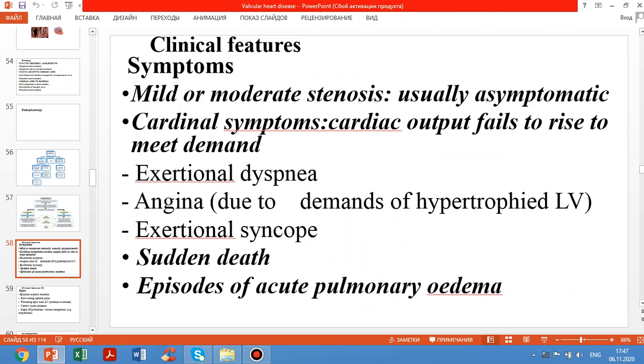Clinical features, symptoms: mild or moderate stenosis is usually asymptomatic. Cardinal symptoms occur when cardiac output fails to rise to meet demand: exertional dyspnea, angina due to demands of the hypertrophied left ventricle, exertional syncope, sudden death, and episodes of acute pulmonary edema.